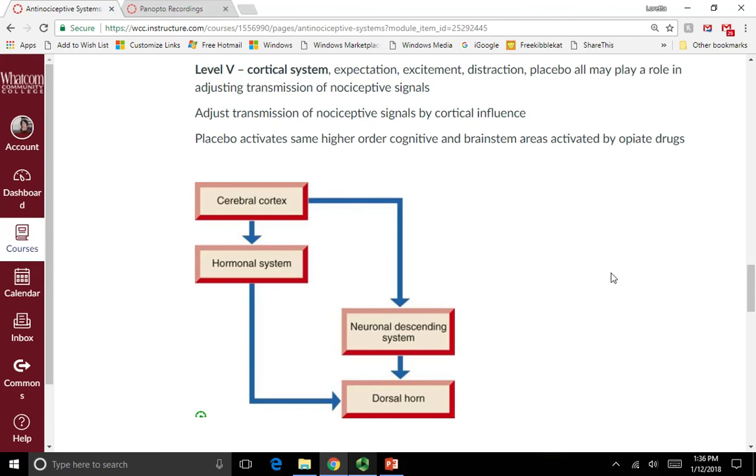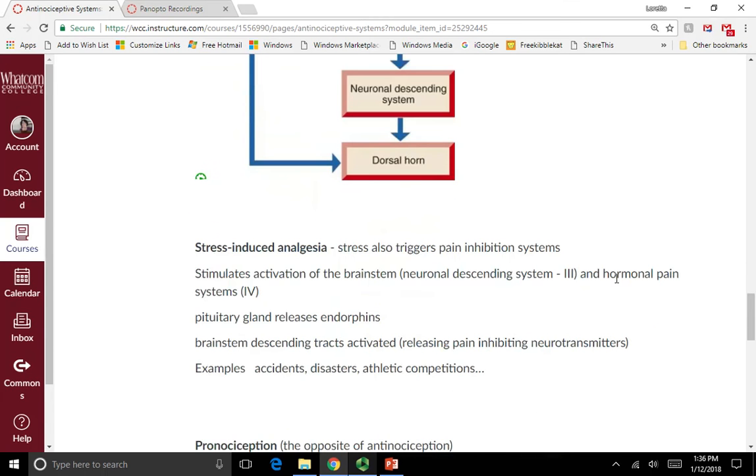So we can have an effect. This is sort of the same effect of like the mom pulling the car off the baby or something like that. There's something going on that is overriding all those influences and allows us to do things that we wouldn't normally be able to do. Also, distraction and placebo effect act on this level. So it's a descending level. The cerebral cortex adjusts transmission of nociceptive signals.